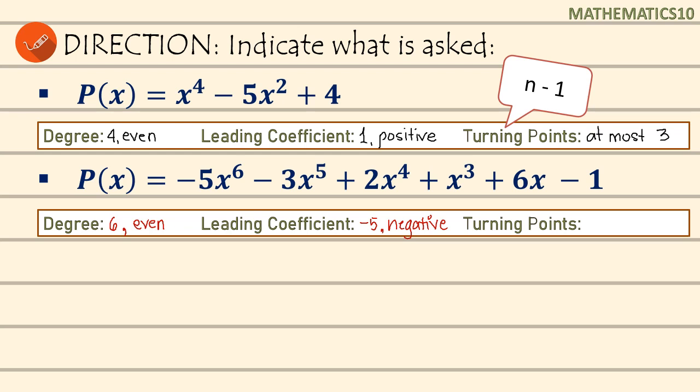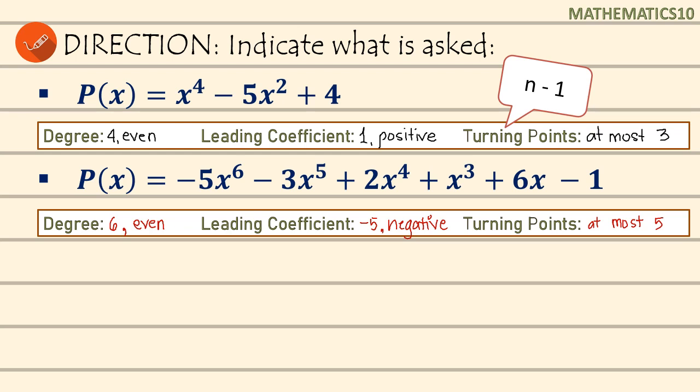Okay, and lastly, for the number of turning points, using again the formula n minus 1, or the degree minus 1. Since our degree is 6, 6 minus 1 is 5. Therefore, we may have 5 turning points, or we may have 4, 3, 2, or 1 turning point.